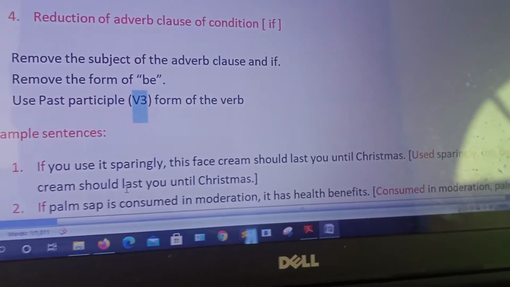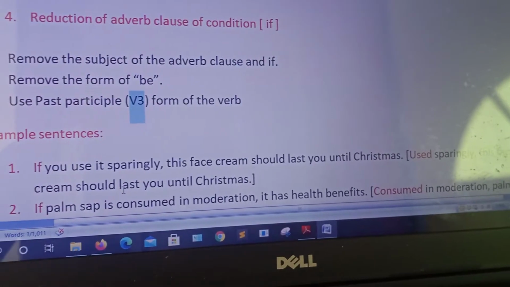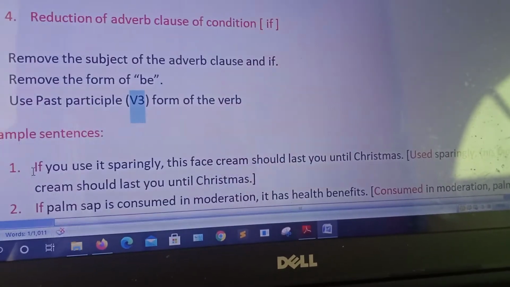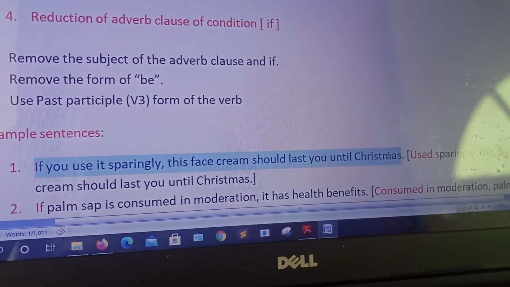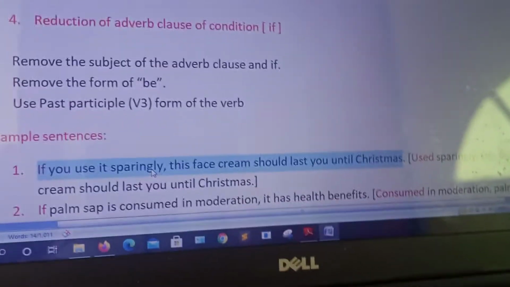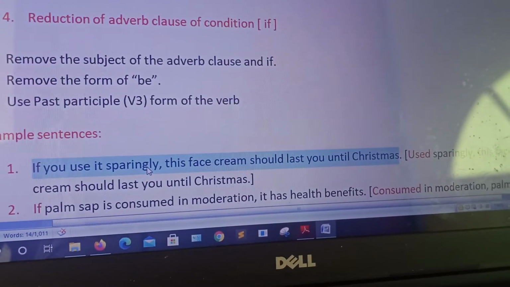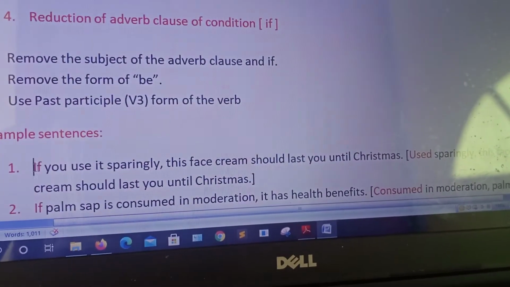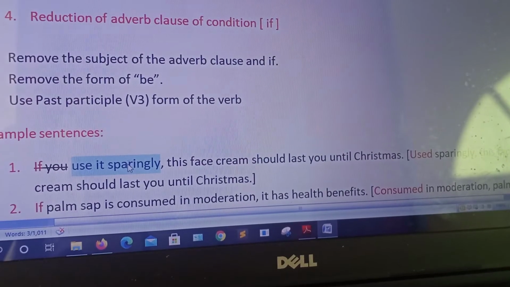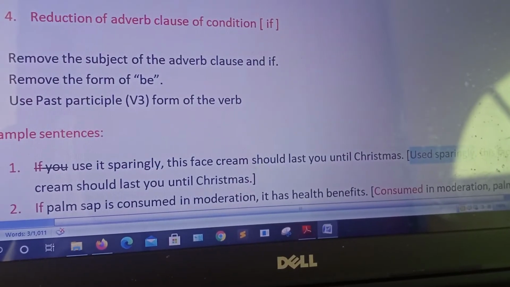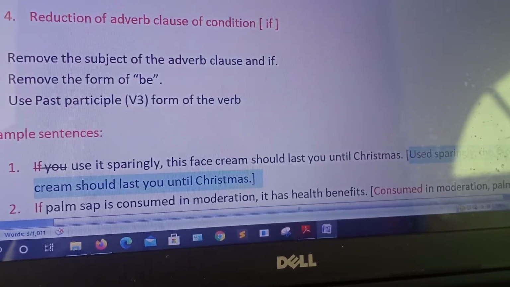Just take a look at example sentences. You can easily get it, so easy. If you use it sparingly, this face cream should last you until Christmas. Just remove if and the subject and use the third form of the verb. So, used it sparingly, this face cream should last you until Christmas. How easy it is.